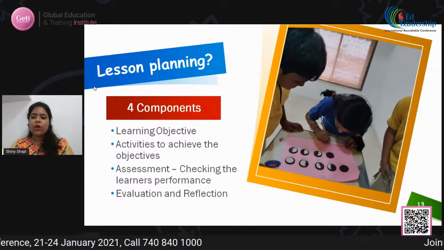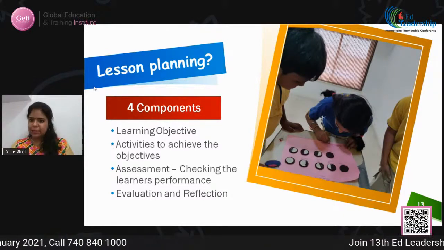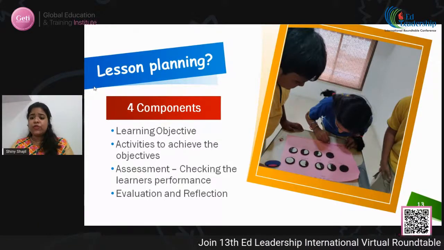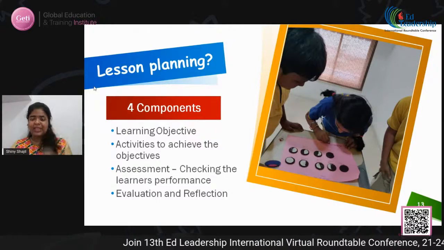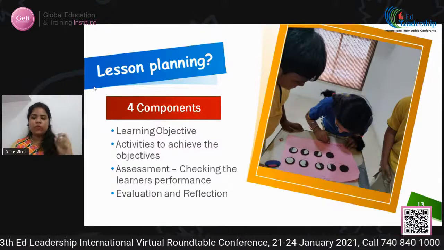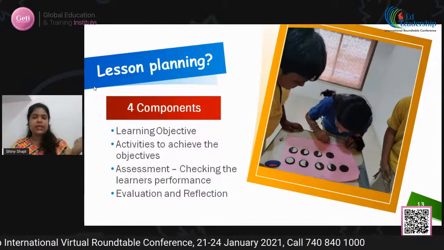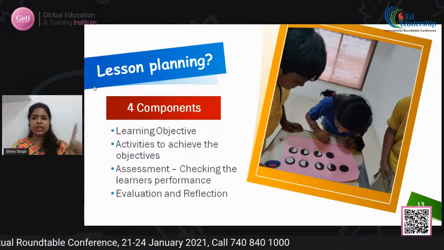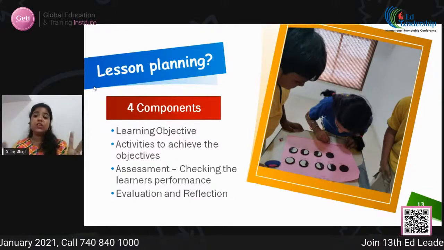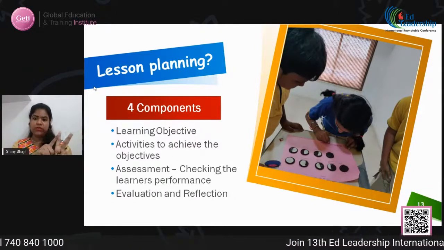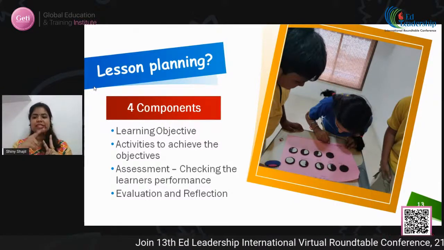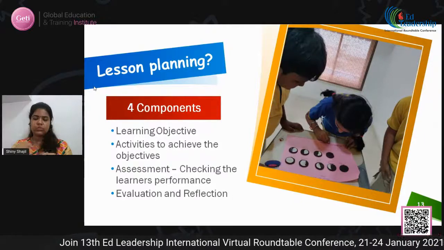So the four components of a lesson plan have been listed out to you. I am sure that most of you have this at the back of your minds, but I'm just going to reaffirm the same. So the first major component of a lesson plan is the learning objective. Okay, you can't start a lesson without its objective. The second one is activities to achieve that objective. Okay, it should not be activities that are irrelevant to the objective. It should be activities that help achieve the objective.